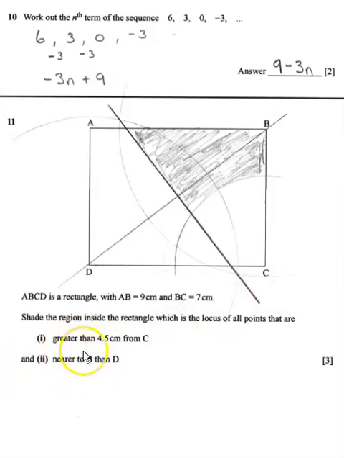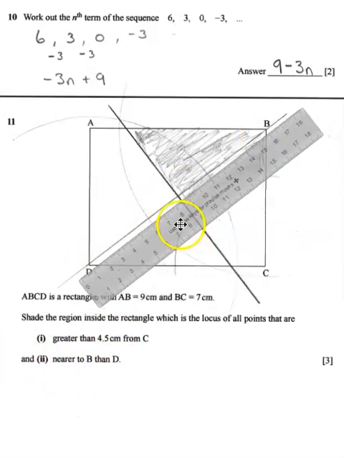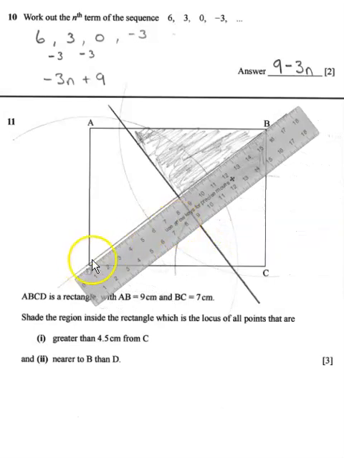So that's that one done. We can tick that one off. So the next one is nearer to B than D. When we get something like this, it's more or less like a bisector question. So basically B and D, we connect those B and D up with a ruler, and just draw straight across.